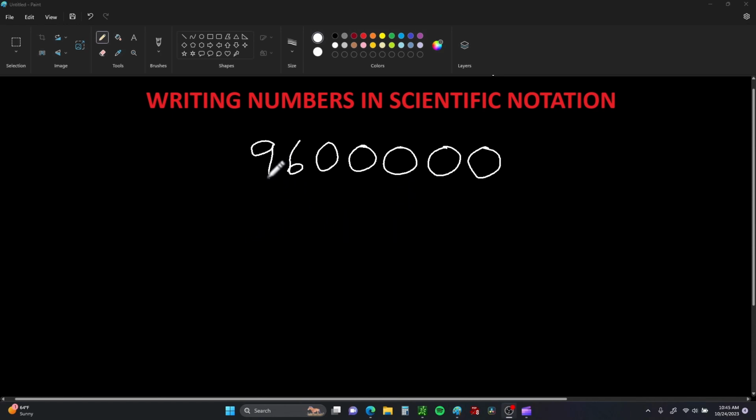For the number 9,600,000, to write this in scientific notation, I would be moving the decimal from here where it is, and it would be 1, 2, 3, 4, 5, 6. So I would have 9.6 times 10 to the sixth power.